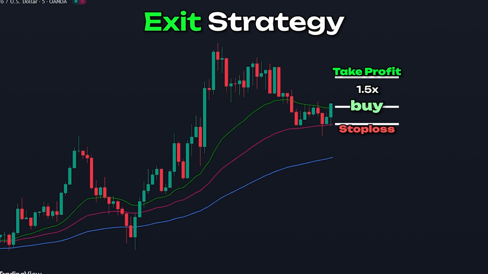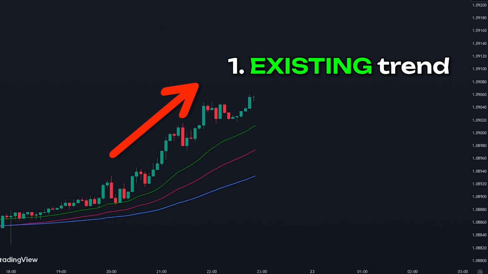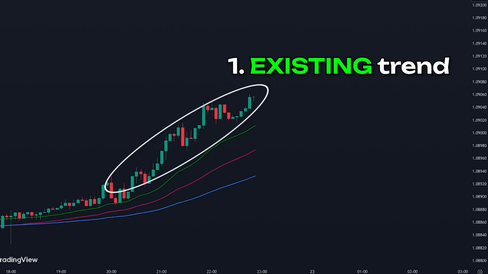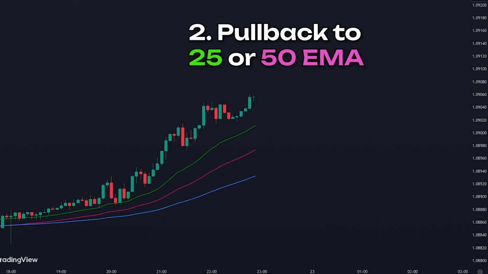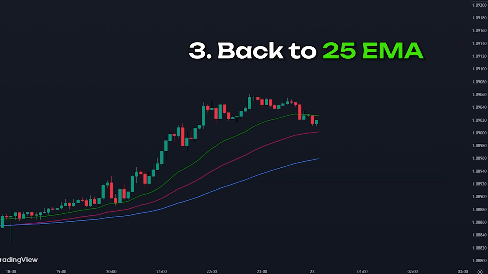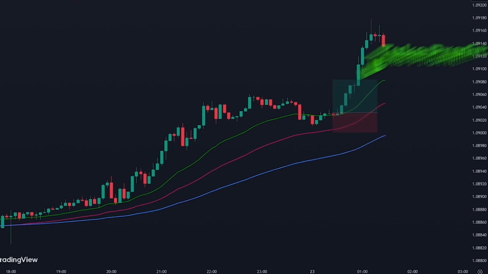So here's an example of the strategy in action. In this chart, the current market trend is upward, evident in all three EMAs ascending, with candles positioned above the EMA. Following this, we anticipate a pullback towards the 25 or 50 EMA, ensuring it doesn't cross below the 100 EMA. Once a pullback occurs, the next step involves waiting for the price to reverse back up to the 25 EMA. Upon this reversal, initiate a buy position, set up your profit target and stop loss, and as observed, the price successfully reaches our profit target, marking this trade as a success.